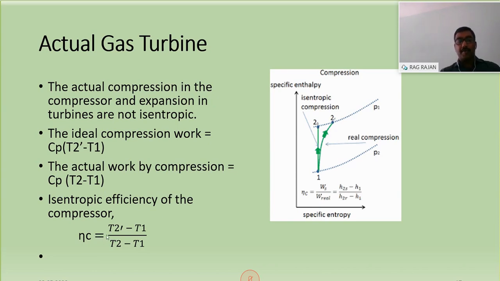Isentropic efficiency will be equal to these two terms you can write. So Cp will get cancelled. So finally you will get (T2 dash minus T1) divided by (T2 minus T1).